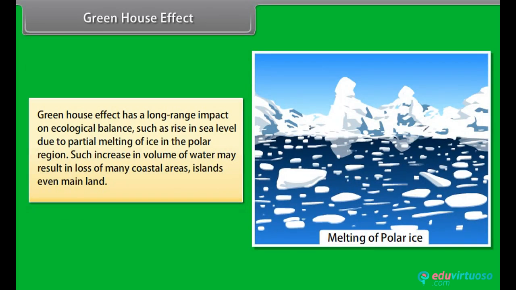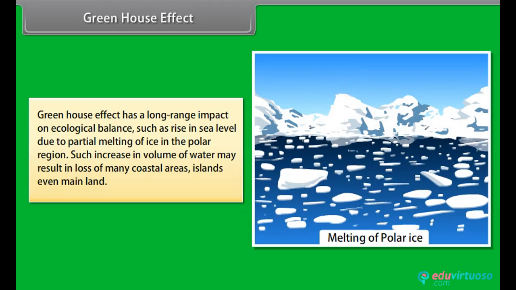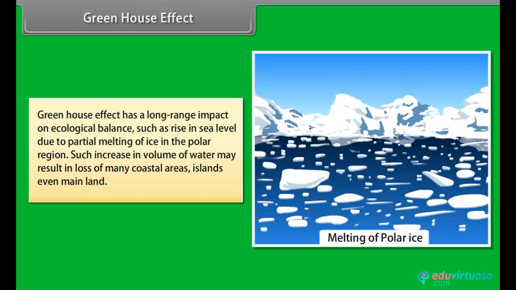Greenhouse effect has a long-range impact on ecological balance, such as rise in sea level due to partial melting of ice in the polar region. Such an increase in volume of water may result in loss of many coastal areas, islands, even mainland.